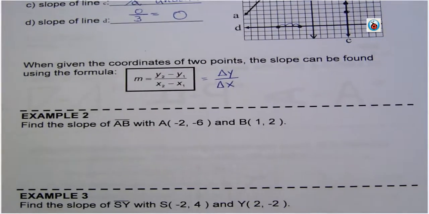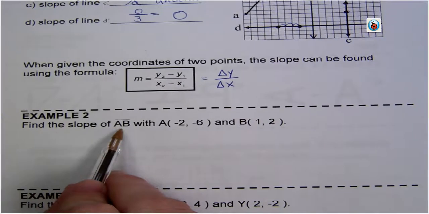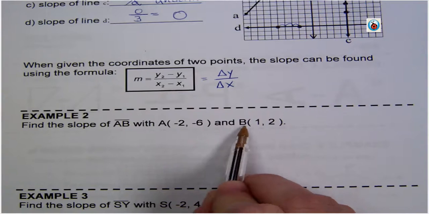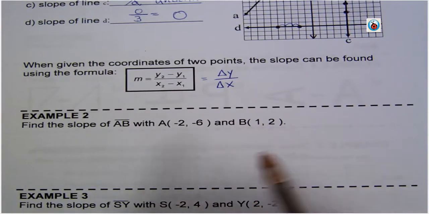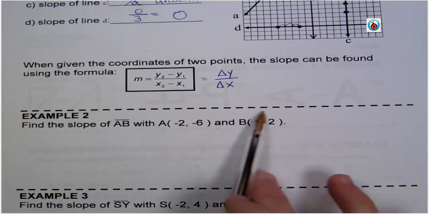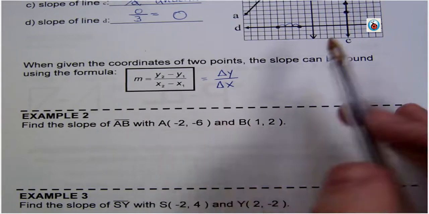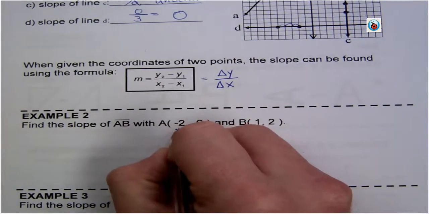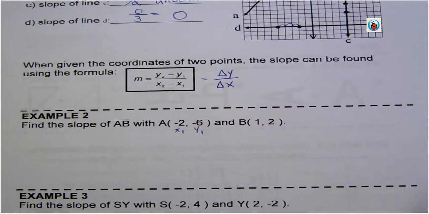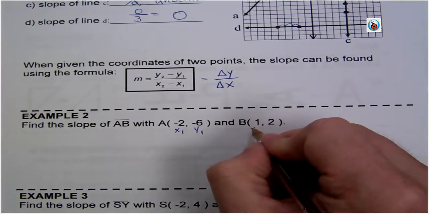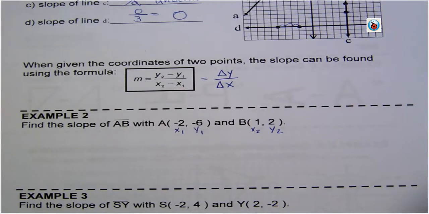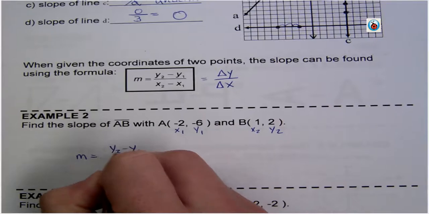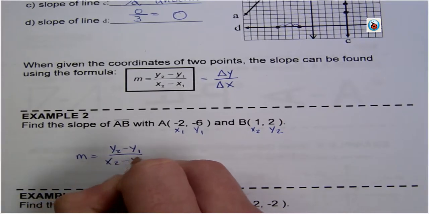Okay, so for an example, they asked me to find the slope of line segment AB with A at -2, -6, and B at 1, 2. Okay, so before I start, if you're really good with the graph, you could always sketch a graph and do it just the way that I did up there in the previous examples. Or you could use the formula. So to use the formula, we label our points, call the first one x1, y1, and call the second one x2, y2. And then we use the formula for slope, y2 minus y1 divided by x2 minus x1.